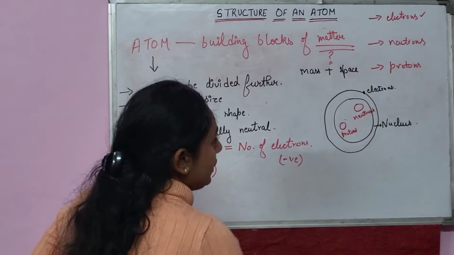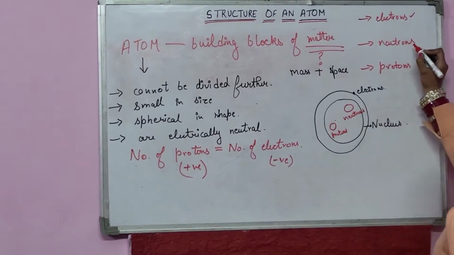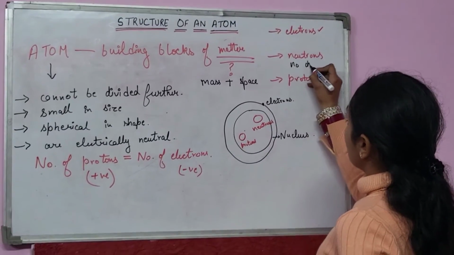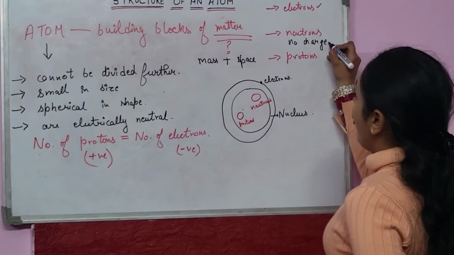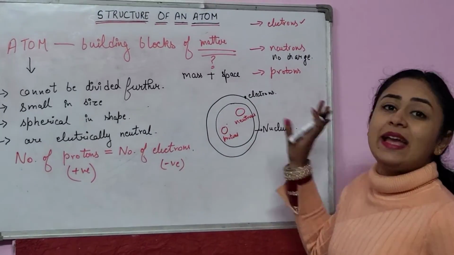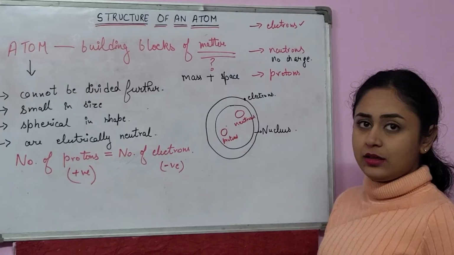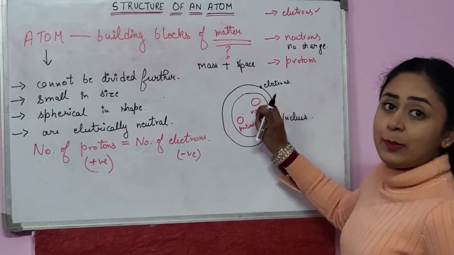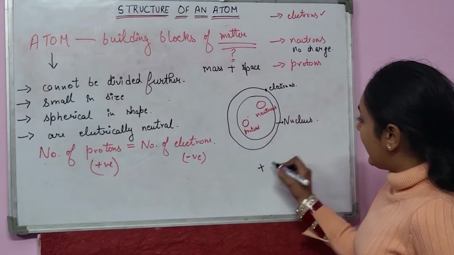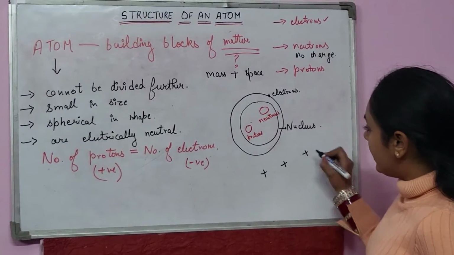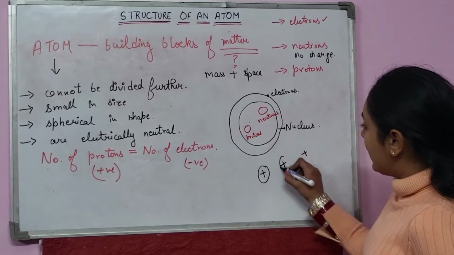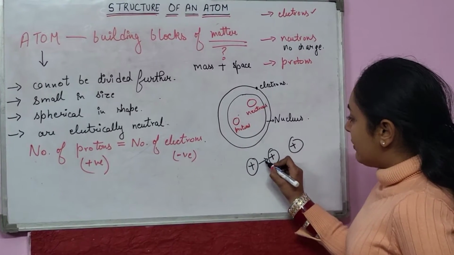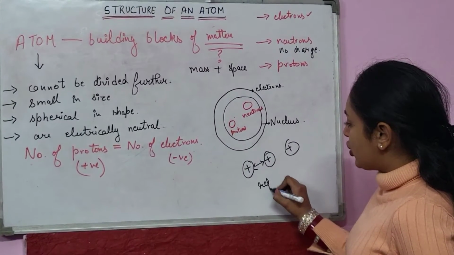And neutrons do not have any charge. There is no charge on neutrons. So you might be thinking, if neutrons do not have any charge, why are they placed inside the nucleus? This is because if only protons are placed inside the nucleus, there will be only positive charge inside the nucleus, and all the positive charges will repel each other, because we know similar charges repel each other.